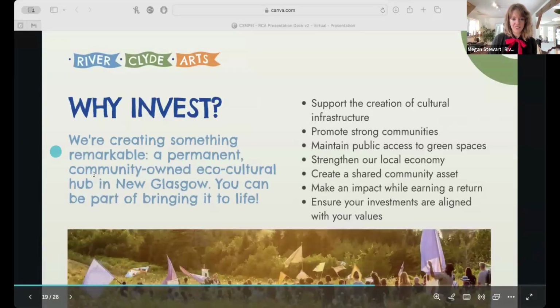And then here we get into why invest. Our community who are part of River Clyde Arts have been very extraordinary co-authors of the River Clyde Arts endeavor over the past decade. With the property acquisition project, we see an opportunity to invite our community into a deeper relationship with the organization, to be co-investors in our future, and also co-investors in a shared community asset that supports long-term cultural infrastructure in PEI, supports public access to green space, and also strengthens our local economy.